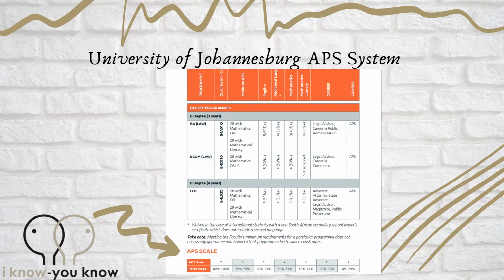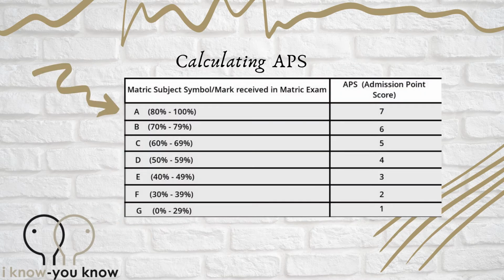So the table there shows you what the requirements are for this degree. It's a bachelor's degree, it's 3 years, BA Law, BCom Law, and then at the bottom there they have LLB. And then the APS scale, as you can see, is 80% to 100%, and it has the different levels as well, as I've explained previously. So this is pretty much the standard way of calculating APS across most institutions.